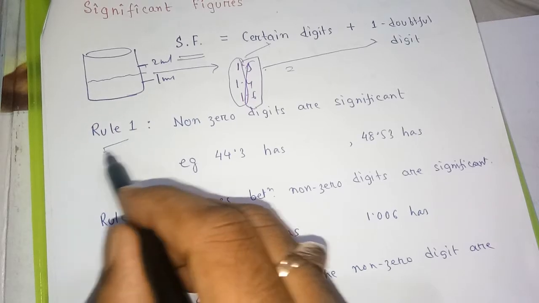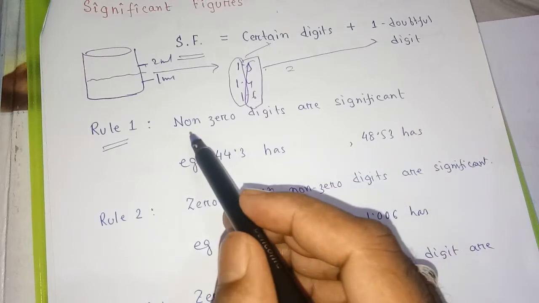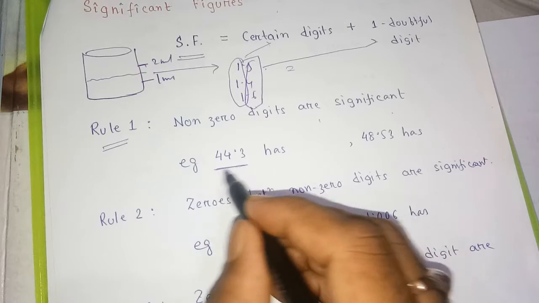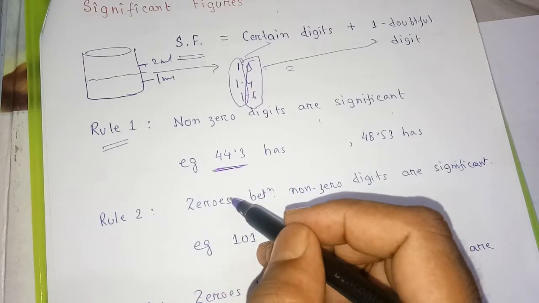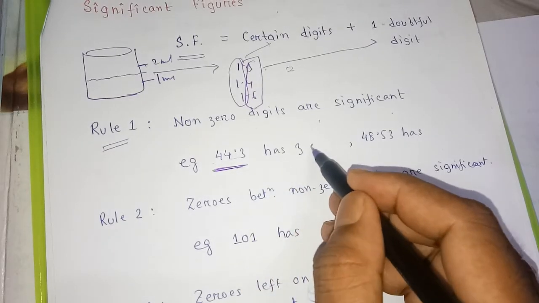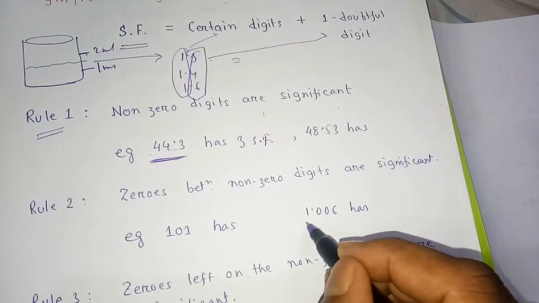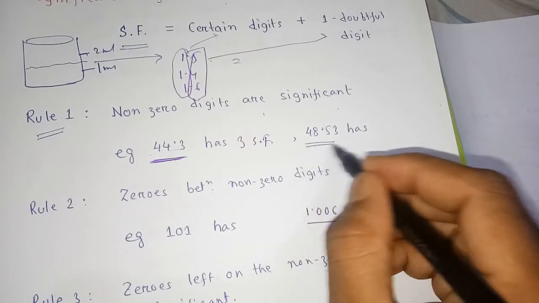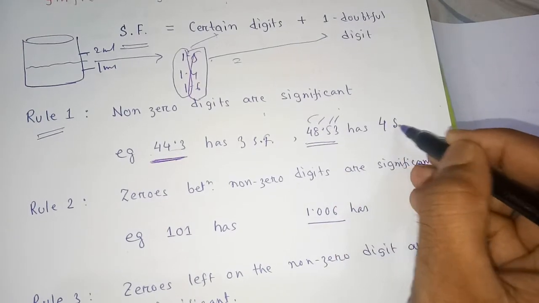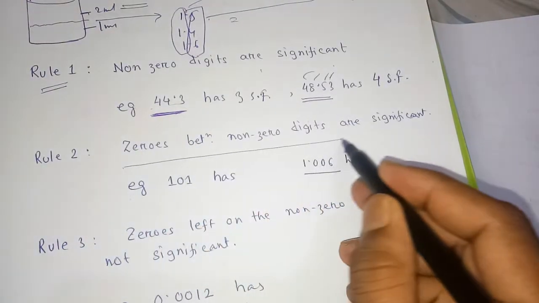In this, there are some rules of significant figures we have to know. The first one is that non-zero digits are significant. In this one there is no zero, so all the digits are significant, it has 3 significant figures. In this one, 1, 2, 3, 4, it has 4 significant figures.